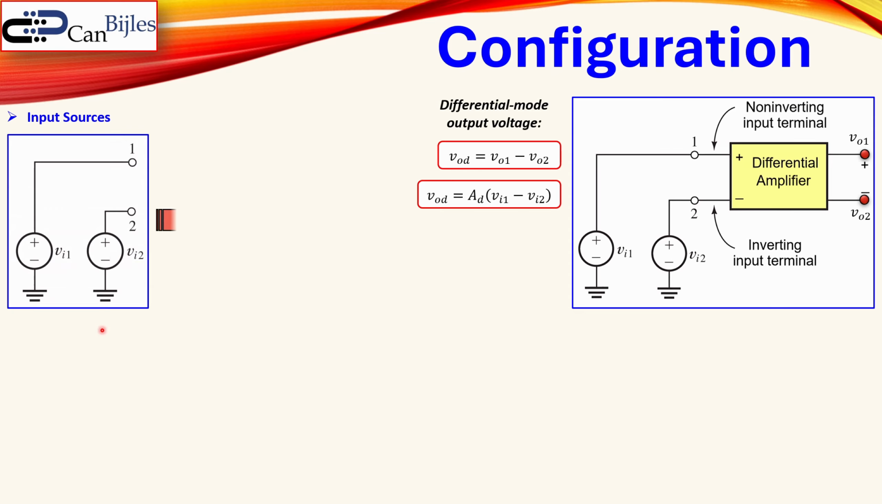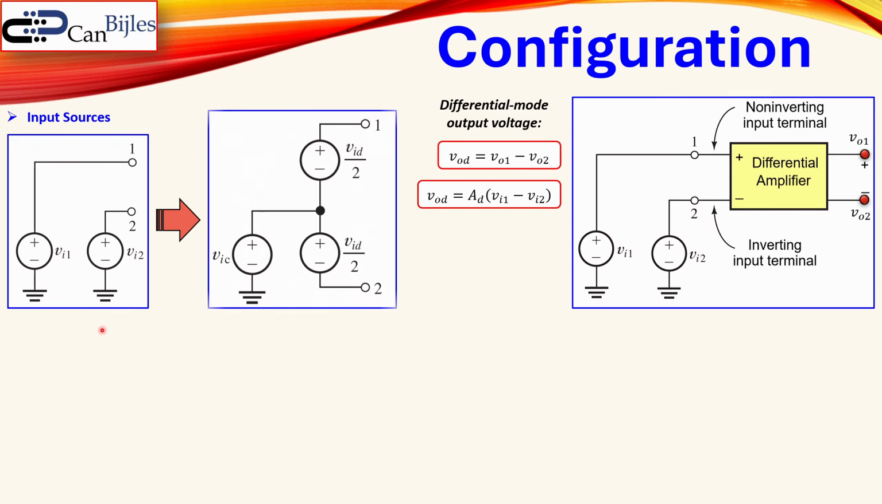Okay, so the input sources, as shown here, VI1 and VI2, we can transform or represent in a different way, where you see the differential mode and common mode sources. So the original sources, which are VI1 and VI2, can be replaced by an equivalent system of sources. This is handy. We will see shortly why this is handy. So we see now here 2 different signals, VIC and VID.